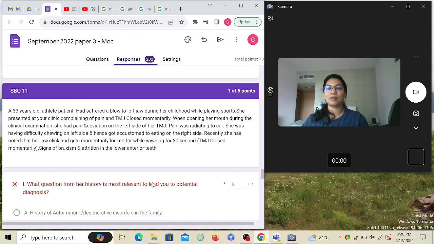So let's go back to the question again. We have a 33-year-old athlete patient who had a trauma to the left jaw while playing. Right now, the problem is her jaw is getting clicked. See, I'm just taking out the keywords.